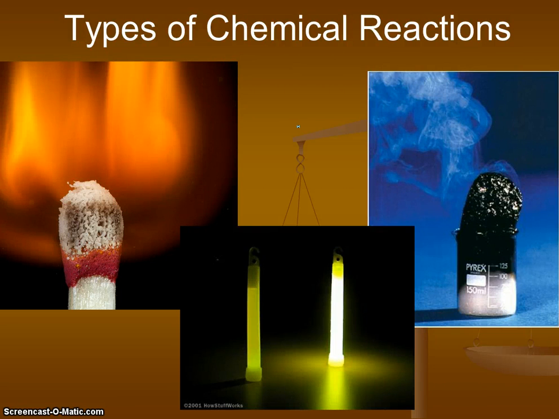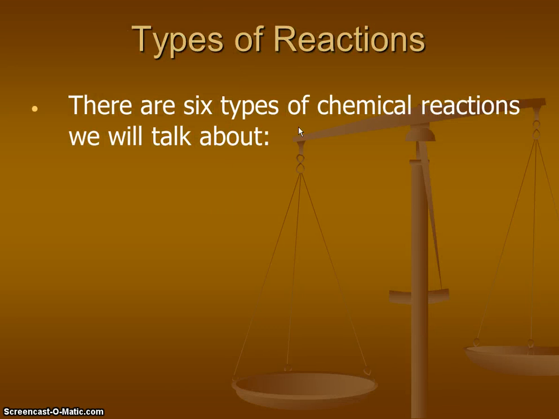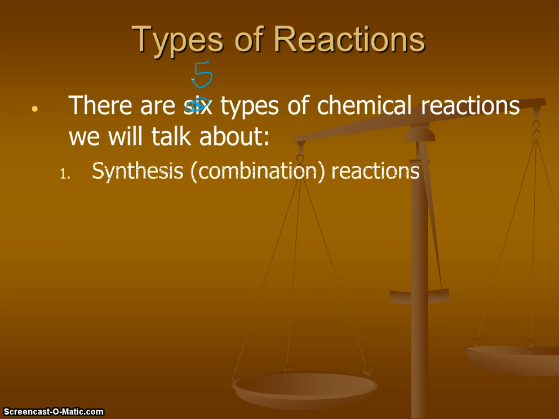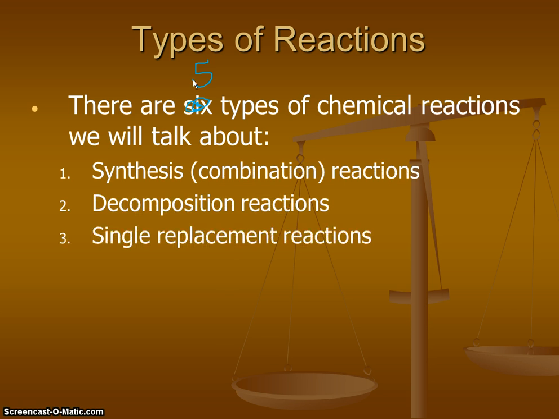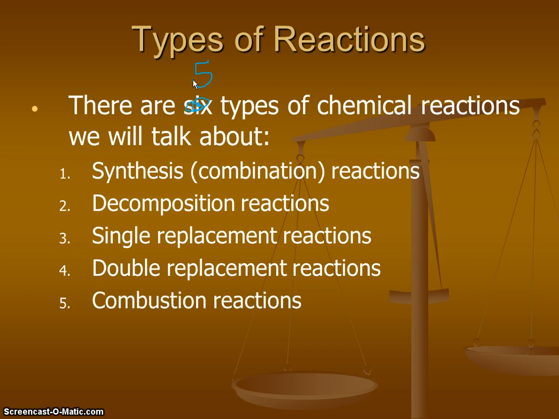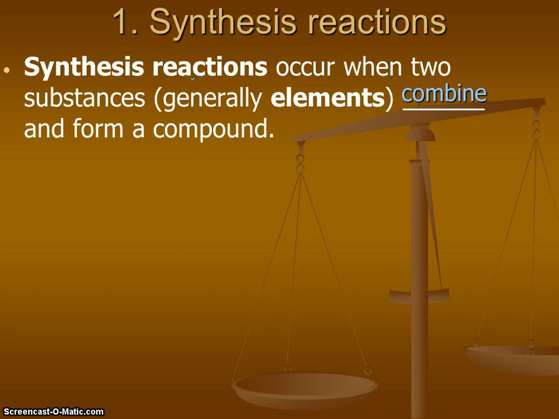Today we're going to take a look at different types of chemical reactions. There are, I think I mistyped this, there are actually 5 types of chemical reactions that we are going to talk about. Synthesis or combination reactions, decomposition, single replacement, sometimes called single displacement, double replacement, also can be called double displacement, and combustion reactions. So looking at the synthesis first, a synthesis reaction is a combination.